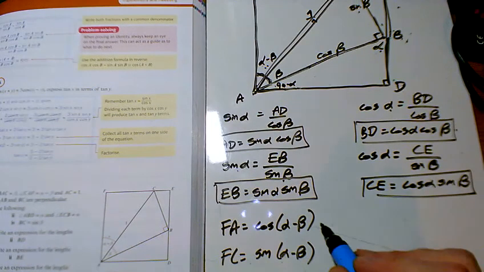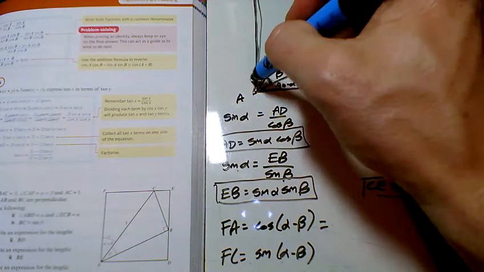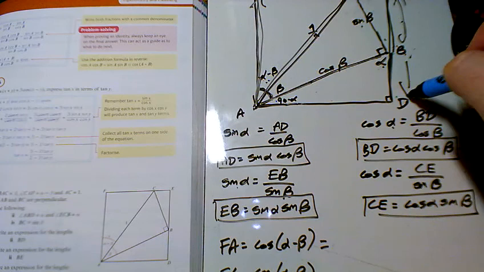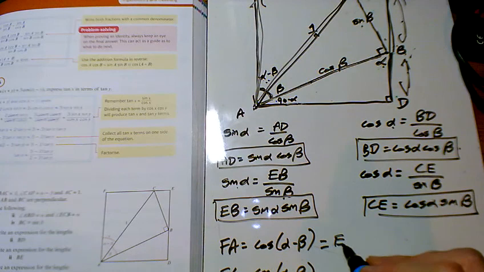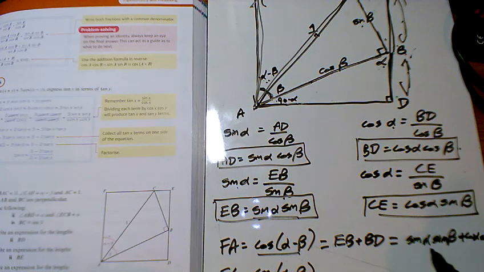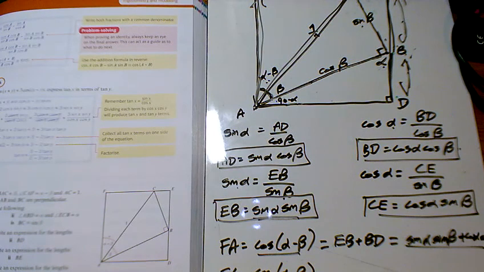But what you're supposed to notice is that F to A, there to there, is equal to these 2 things added together. That's E to B plus B to D. And E to B was that one, sine alpha, sine beta. And then I'm adding B to D, which is cos alpha, cos beta. And look, that is one of the rules that we've been trying to show.